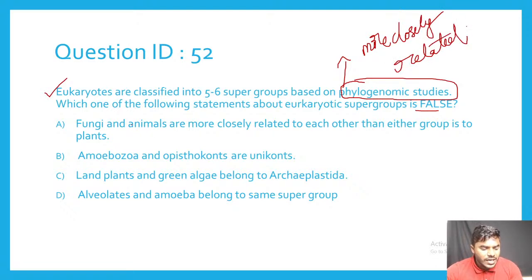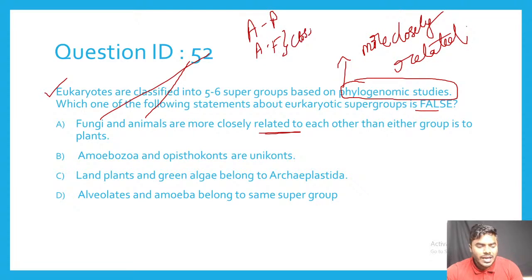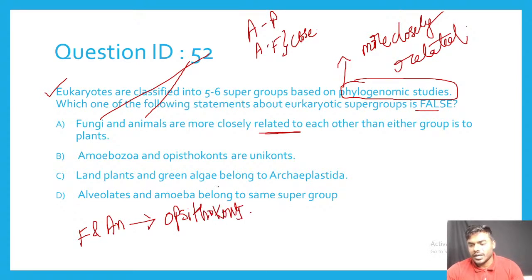When I use the word phylogenomic studies, every student has to remember one point: more closely related species. Now friends, they have said that fungi and animals are more closely related to each other than either group is to the plants. Fungi and animals both belong to a particular supergroup called Opisthokonts. So option A is absolutely the right option.